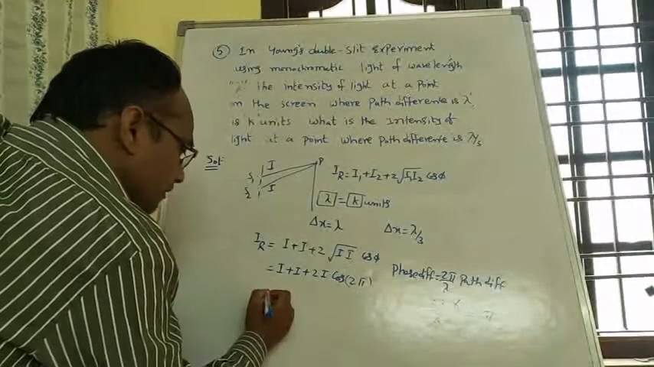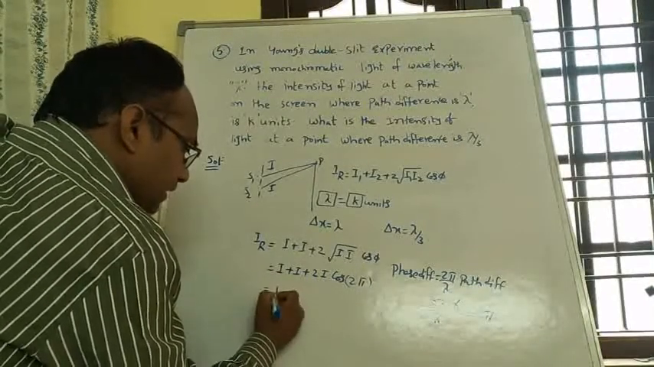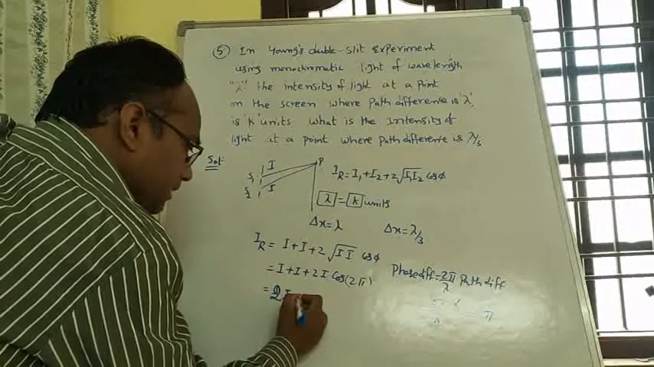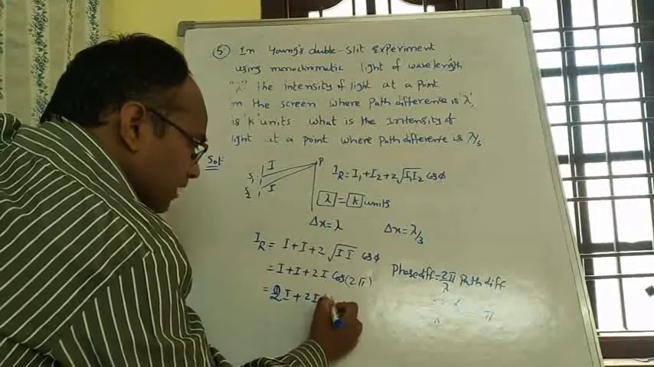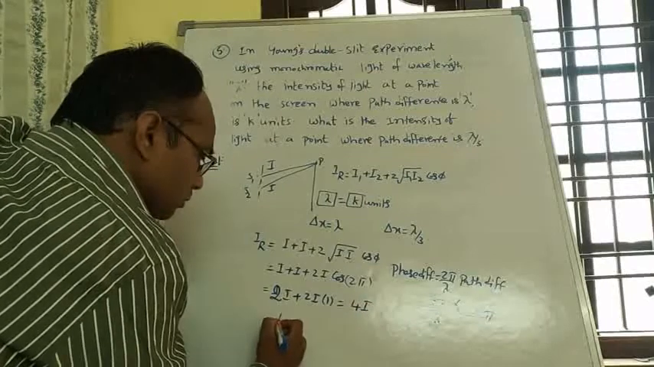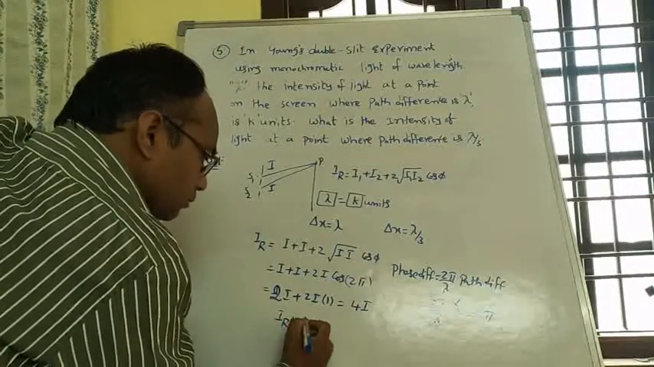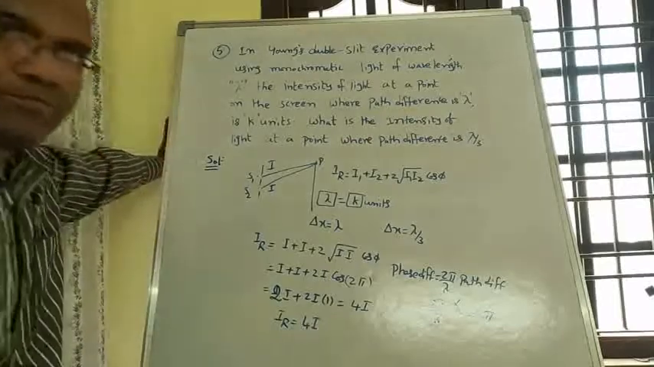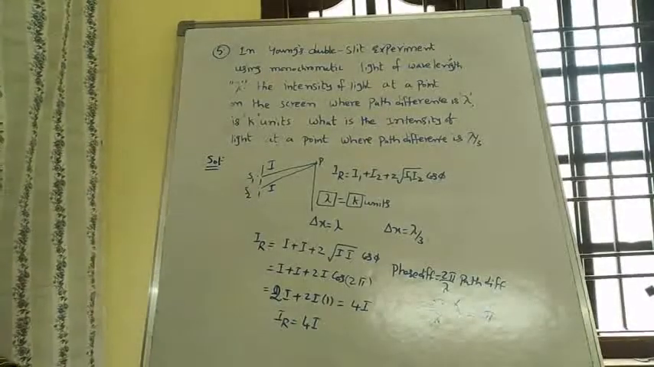Okay. So what is the value you should write? I plus I is nothing but 2I, plus 2I cos 2 pi. Cos 2 pi is 1. So what is the value? This is nothing but 4I. So IR is equal to 4 into I. Next, here what is given?